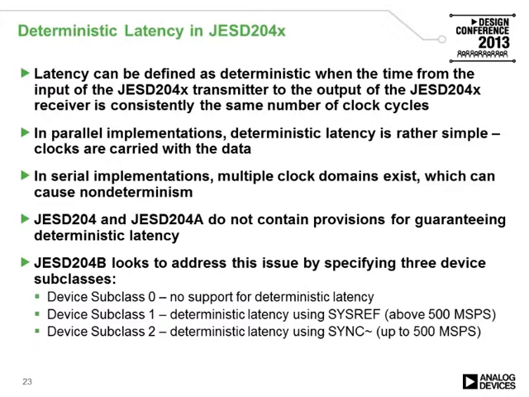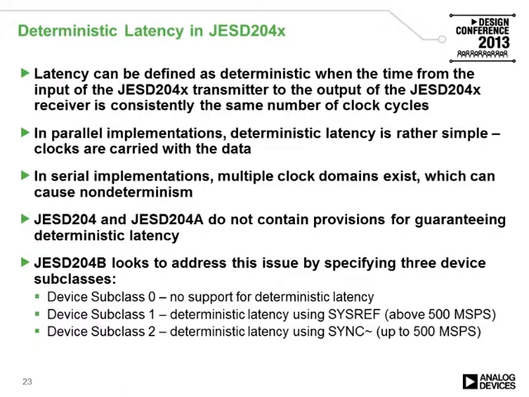I've mentioned deterministic latency a few times, so let's take a closer look to understand it a little bit better. So latency is defined as deterministic when the time from the input of the JESD204 transmitter to the output of the JESD204 receiver is consistently the same number of clock cycles. When you have a parallel implementation, deterministic latency is simple, since clocks are carried with the data.